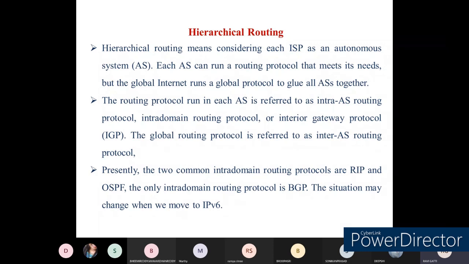Because the nodes are geographically far apart, if they want to communicate, then we have divided our universe based upon the countries and based upon the cities.